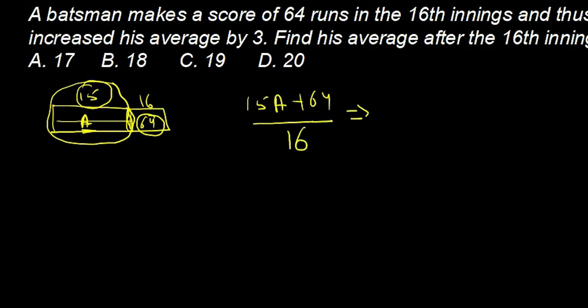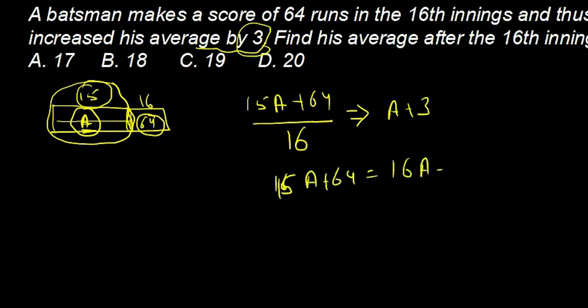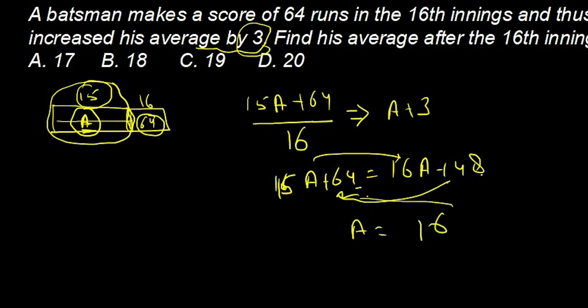And what happened now? The average is increased by 3. So what was the previous average? It was A, so now it is increased by 3, so now it becomes A plus 3. So 15 times A plus 64 equals 16A plus 48. So your A is going to be 64 minus 48. So 64 minus 48 is what? 16. So previously the average was 16.